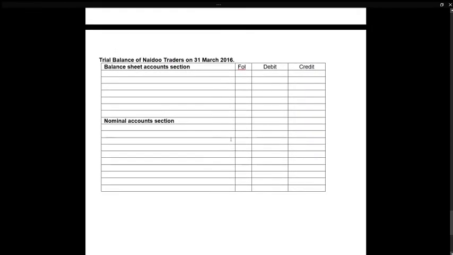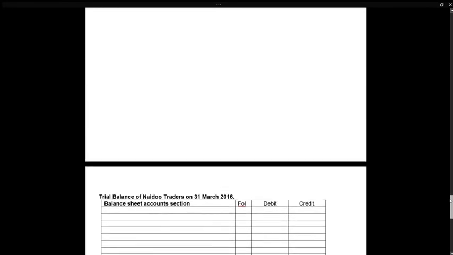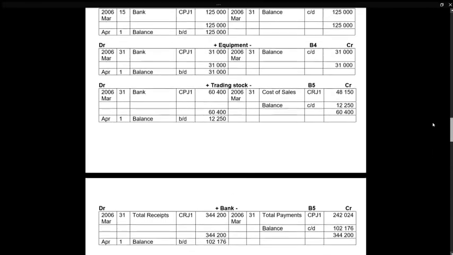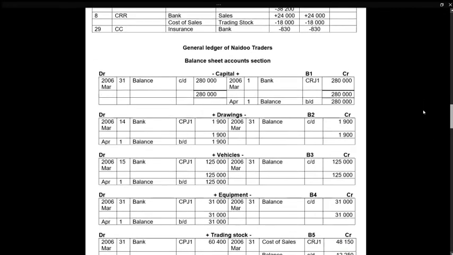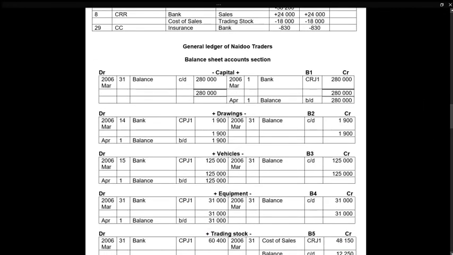Okay, so this is super easy. I'll quickly show you how to do this. Trial balance is just a summary of your general ledger in essence. So I'm going to take all of my balances and I'm going to fill it in there. So balance sheet section is all of your assets, owner's equity and liability accounts, and your nominal account section, income and expenses. So capital, my first one, B1.